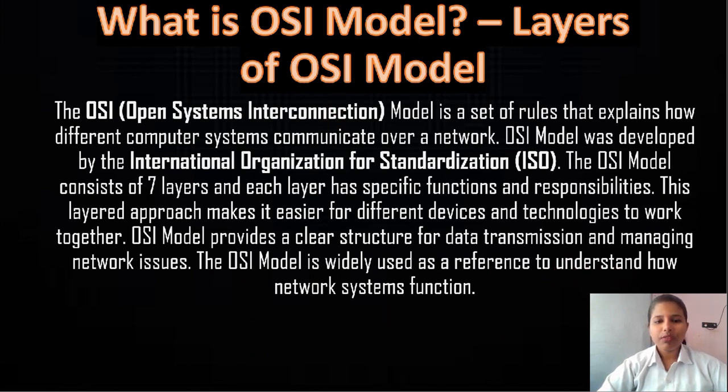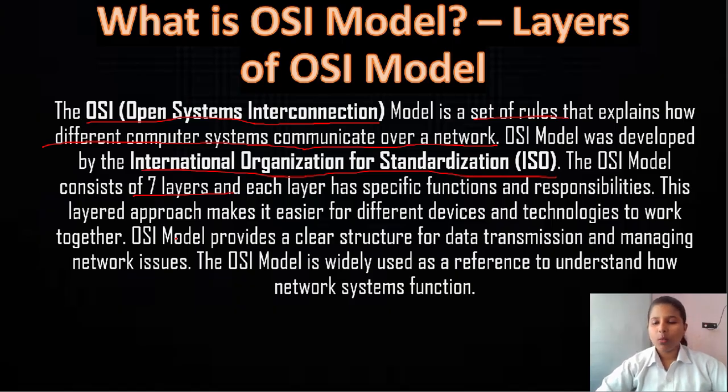From this, I hope you understand what the OSI model is. OSI stands for Open System Interconnection, a set of rules explaining how different computer systems communicate over a network, between computers and over the internet. It was developed by the International Organization for Standardization, ISO. The OSI model consists of 7 layers, and each layer has its own specification, responsibility, and functions. This layered approach makes it easier for different devices and technologies to work together.